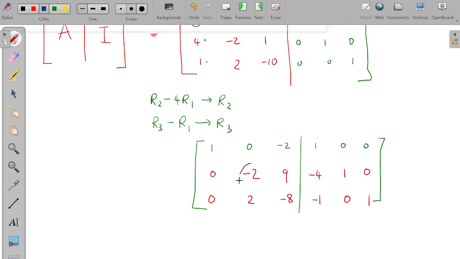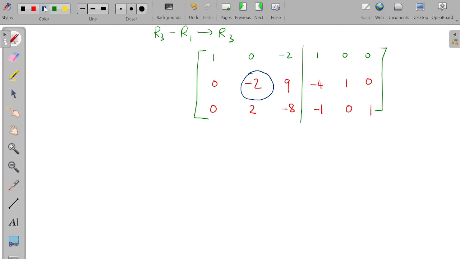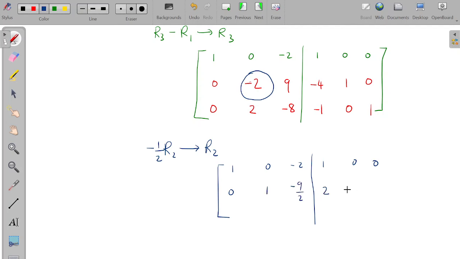Now the next thing is to change this into a leading one. To change that into a leading one, I just have negative 1 over 2 R2, and then I give it to R2. That is the only thing we are changing there, so every other thing remains the same. This will be 1 now. This is negative 9 over 2. This is 2. This is negative 1 over 2. This is 0. The rest remain the same. Okay, that is fine.